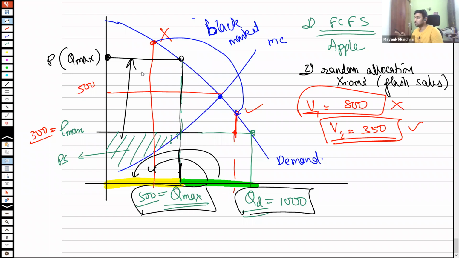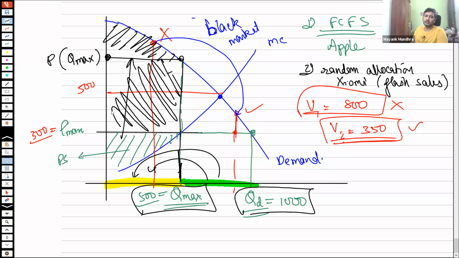Apple is launching iPhone 13. On the day it gets launched, right after the sale happens, you can go and check on OLX, and you will see people posting iPhones at a price higher than what Apple is charging. So that's black market. In this case, consumer surplus will again be this much. This much is going to be the black market revenue, and the remaining part is your producer surplus.